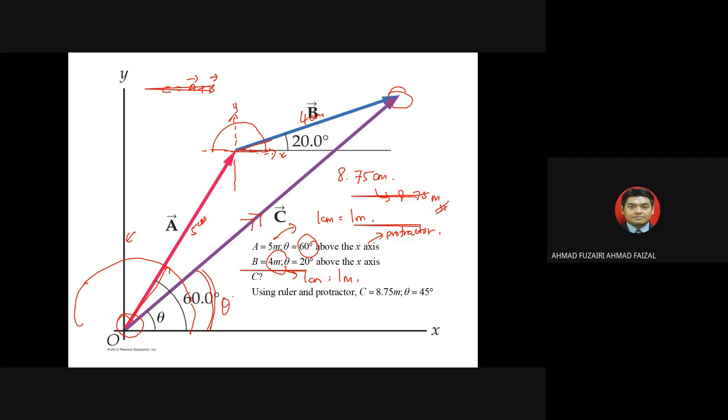So the vector quantity is complete when you give the exact value, which is 8.75 meters, together with theta. Why? Because theta is the angle, and an angle is part of the direction. A vector quantity needs magnitude and direction. So therefore, you can see the final answer is 8.75 meters, theta equals 45 degrees, based on the drawing.